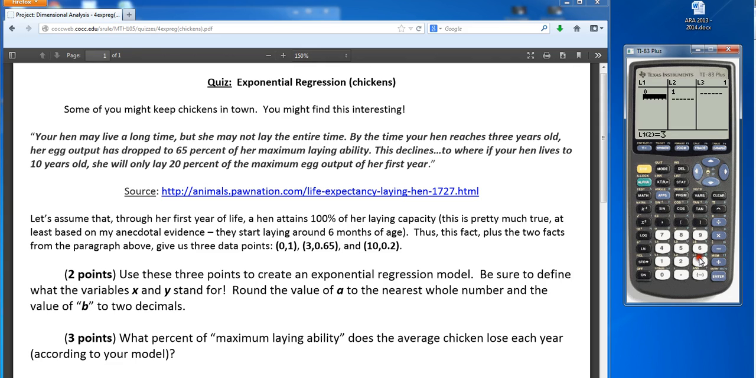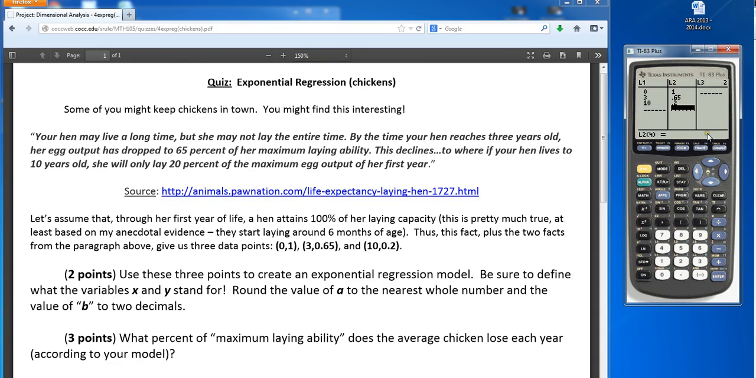After 3 years, according to them, we have dropped to 65% of maximum laying capacity. So that's about 2/3, right? So that means we're only getting 2/3 of the eggs we were originally. And I'm curious to see that actually, because that's where our girls are right now. And once the days start getting longer, I want to see where they pop back up to. And if they make it to 10, it's going to be down only at 20% of that first year output.